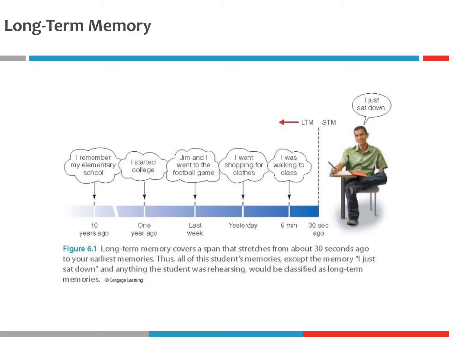Okay, so when we think about long-term memory, it is what most people are talking about when they think about memory. Basically, anything outside of the confines of short-term memory can be considered long-term memory. So anything that hasn't occurred in the last 30 seconds or isn't currently being rehearsed is going to reside in your long-term memory, right?